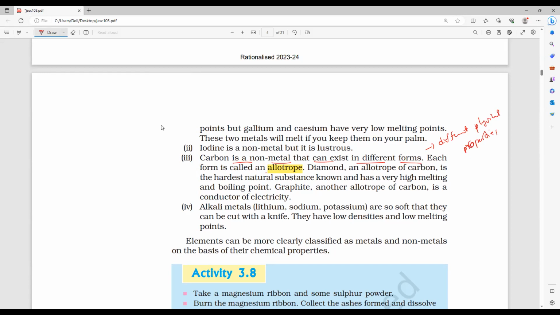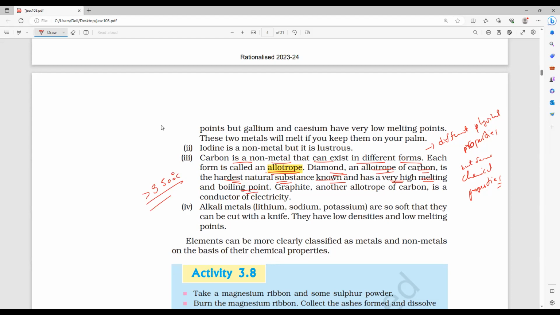Different physical properties, but same chemical properties. Clear, everybody? That is what we used to call allotropes. What are examples of allotropes, everybody? Diamond is an allotrope of carbon, the hardest natural substance known, with very high melting and boiling points. We studied it, or not? What is the boiling point of diamond, everybody? More than 3500 degrees Celsius.